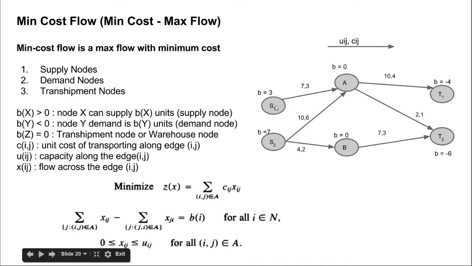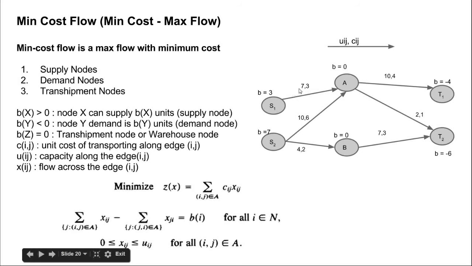Then we have edges which connect these nodes. These edges have two values: Uij, Cij. Here Uij represents the capacity, and Cij is the unit cost. So 7,3 here means that to transport goods from S1 to A, the cost would be 3 per unit, and the maximum number of goods you can transport across this edge is 7 units.